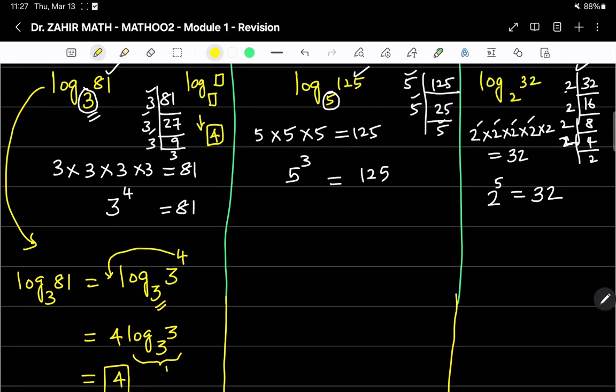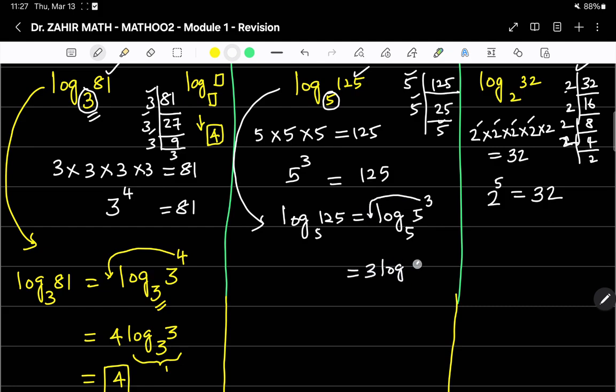Right. So the same question, take the model, right? Log of 125 to the base 5 is equal to log 5 to the power of 3 to the base 5. After that, using power rule, it will be 3 log 5 to the base 5, which is equal to 3 log same number to the base same number, it's equal to 1. So the answer is going to become 3.